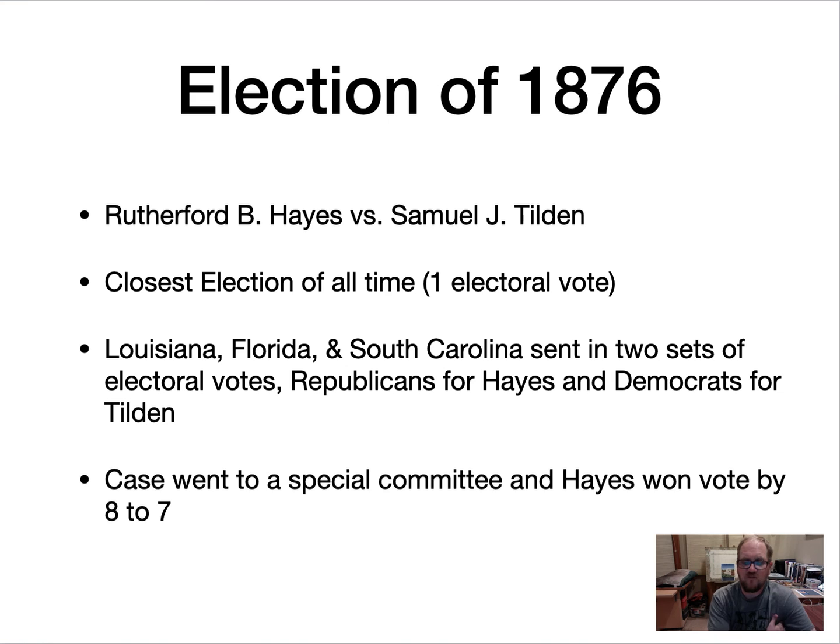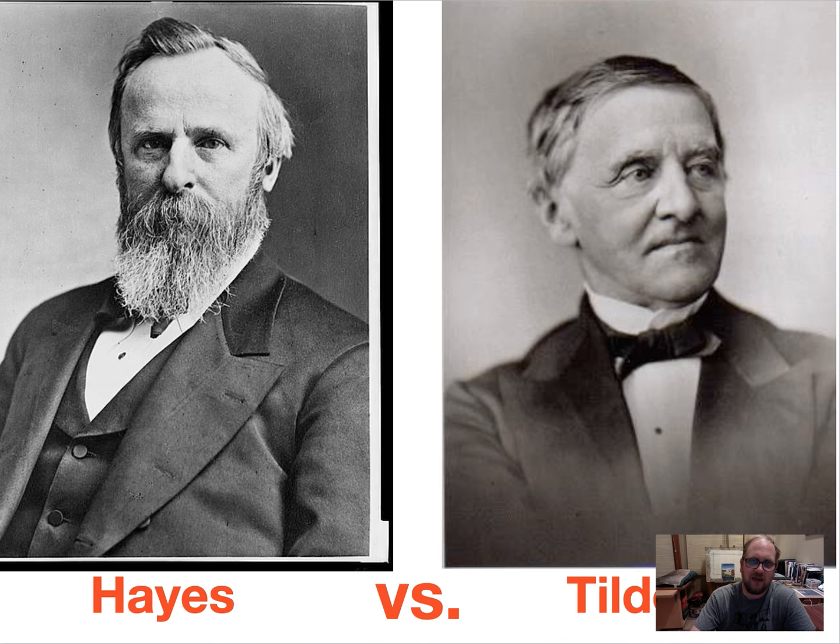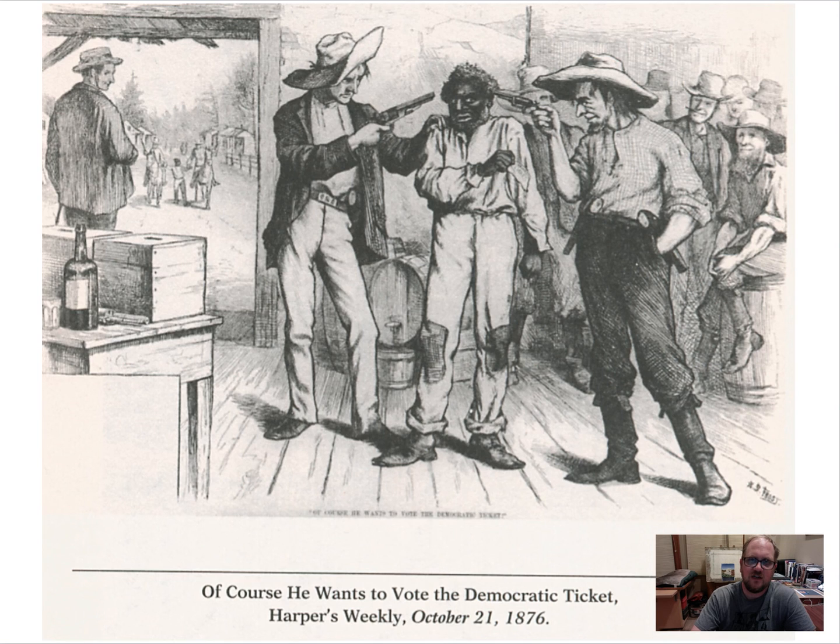And eventually, what officially will end Reconstruction will be the election of 1876, and it was such a close election because 3 states send in 2 sets of electoral ballots to the House of Representatives. Louisiana, Florida, and South Carolina all send in dual sets. The House goes to a special committee, and Hayes will win the vote 8-7. But the Democrats threatened to hold up the election unless some compromises are being made. So there's Hayes, there's Tilden, and again, there's a lot of discrepancy.